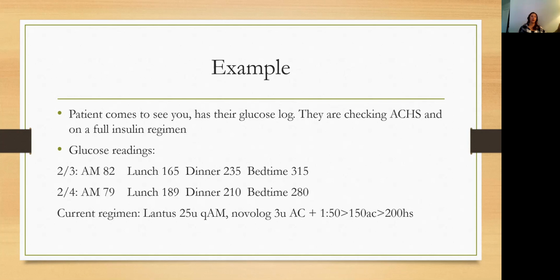So the first thing I would do is back off their basal. Usually when you're making changes, you can make about a 20% increase or decrease. But with them waking up at 79, 82, I'd probably back them down from 25 to 20 of Lantus. And then the Novolog, as you can see with each meal, their blood sugar is climbing, so I'd probably go up by maybe 2 units on their prandial insulin. So I'd go up to Novolog 5 units with meals and down to Lantus 20 in the morning. By the way, you can dose your basal morning or night and it doesn't matter. Regardless, it's going to be on board 24 hours.